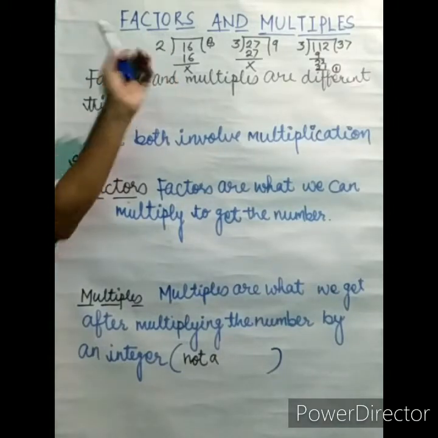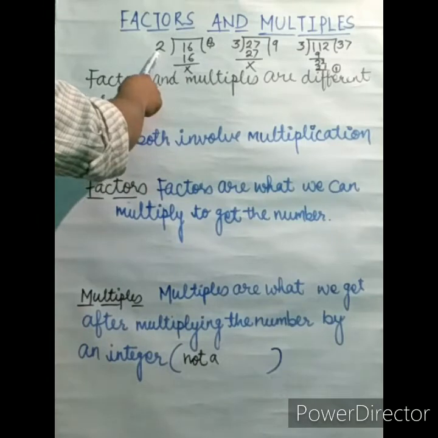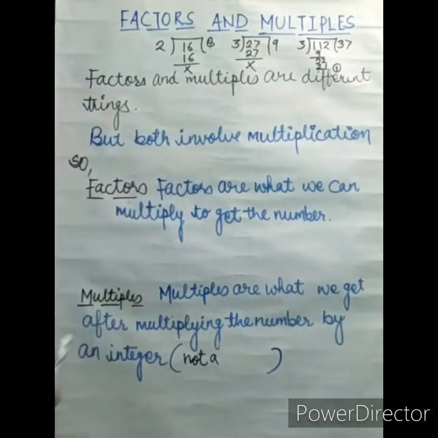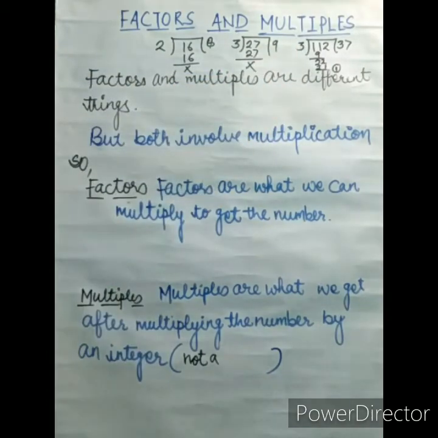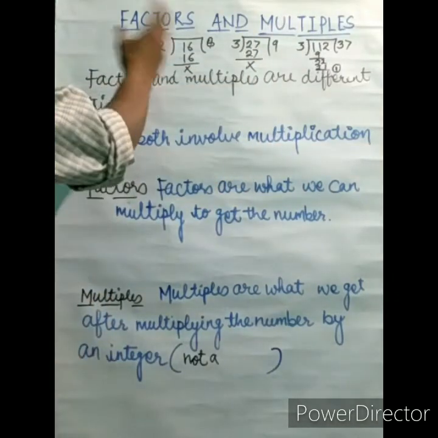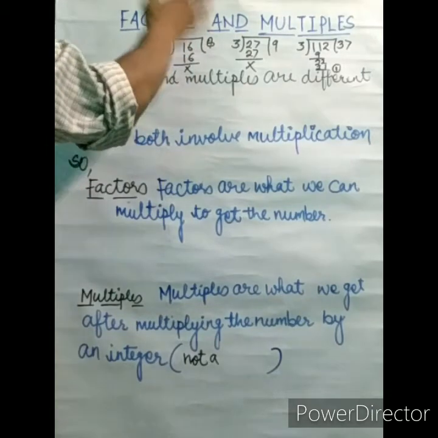When we divide 16 by 2, the remainder came 0. When we divide 27 by 3, the remainder came 0. But when I divide 112 by 3, the remainder comes 1. It means the remainder is not 0. So if 16 is divisible by 2, it means 2 is a factor of 16.